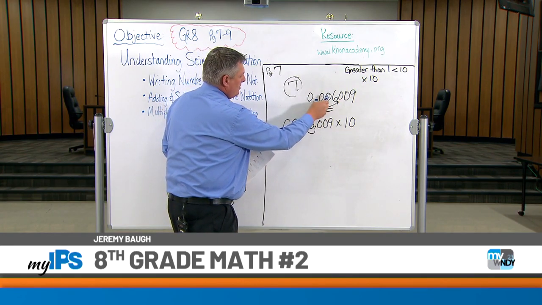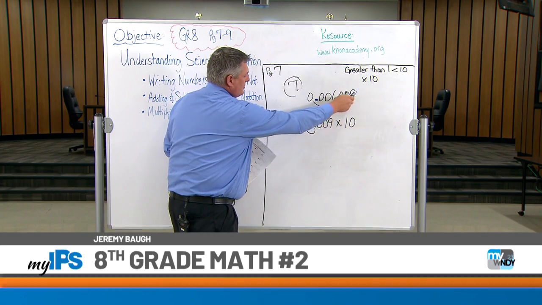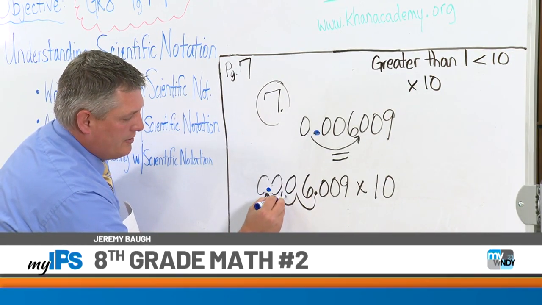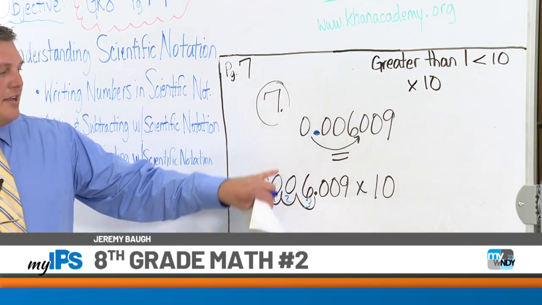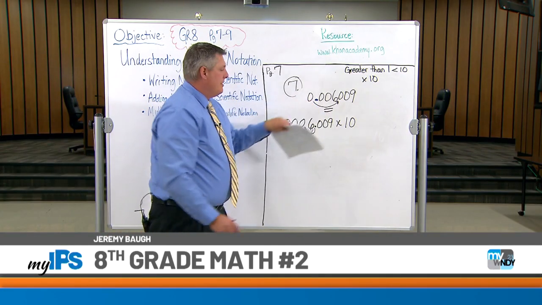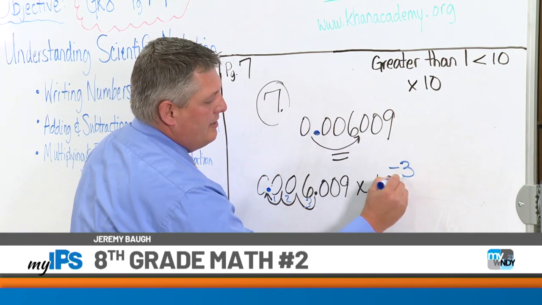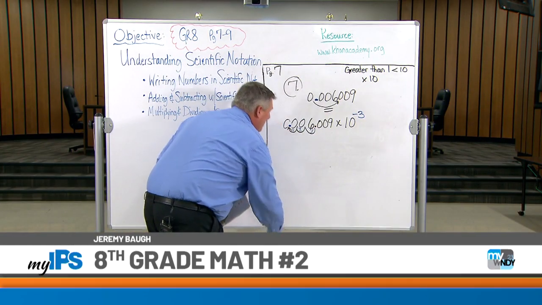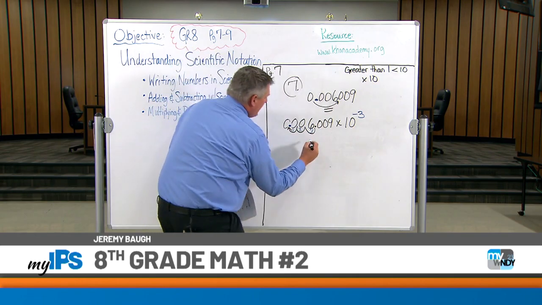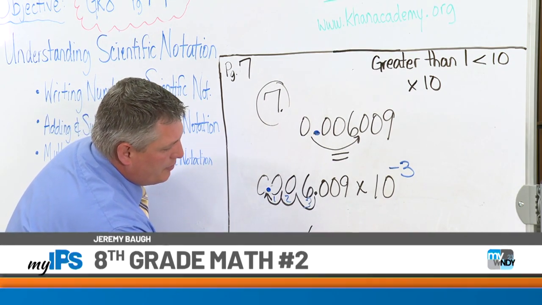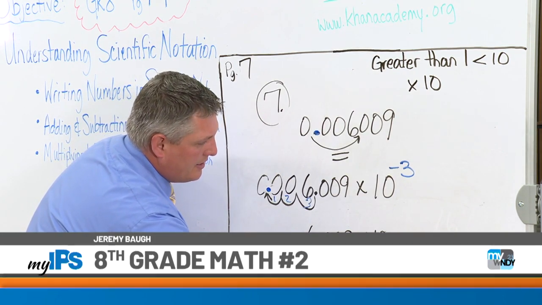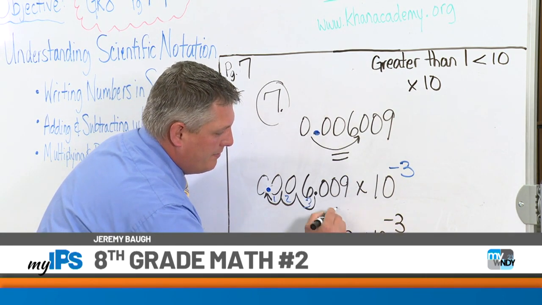So now I had 0.006009 times, how many times did we move that thing? 1, 2, 3. I told you if it was a decimal, it's a negative number. So that's a negative exponent. So my answer, just to rewrite it and clean it up, because I got some scribbles on there for you, my answer is simply 6.009 times 10 to the negative 3.